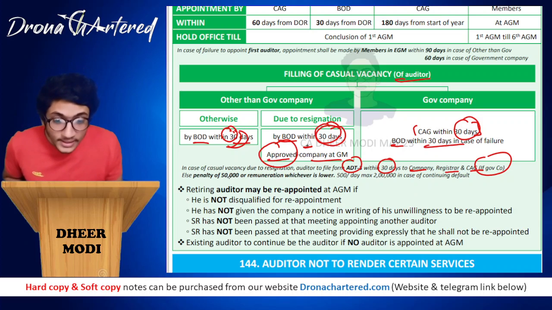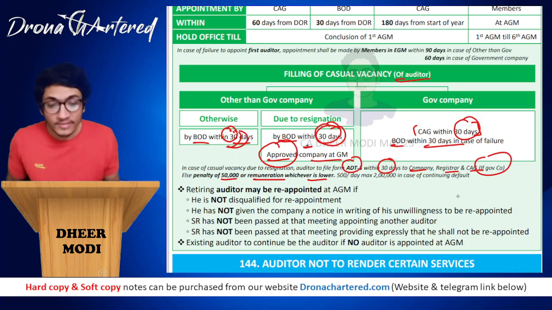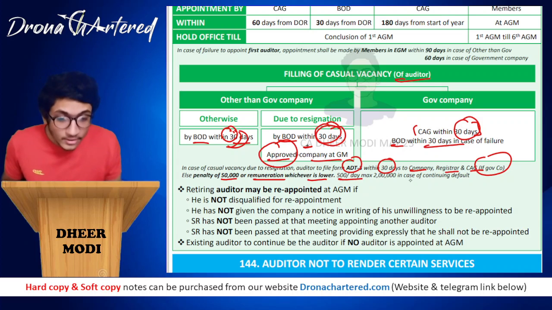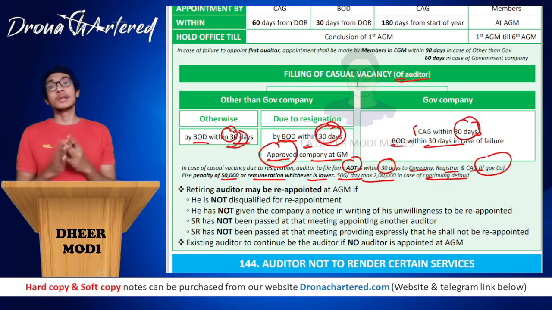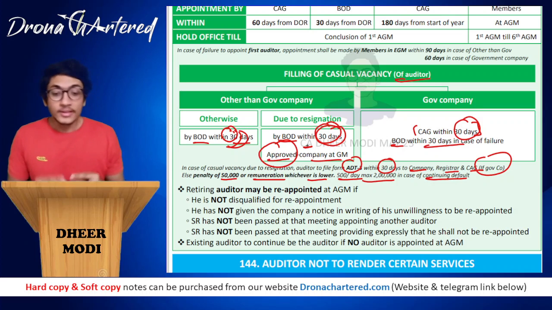Else, a penalty of 50,000 or the remuneration, whichever is lower, will be your penalty. 50,000 or the remuneration that you are being paid, whichever is lower. 500 rupees per day, maximum 2 lakh in case of continuing default. If it is a continuing default, 500 rupees per day, which will maximum come to 2 lakh. That means, I think that would be 40 days.